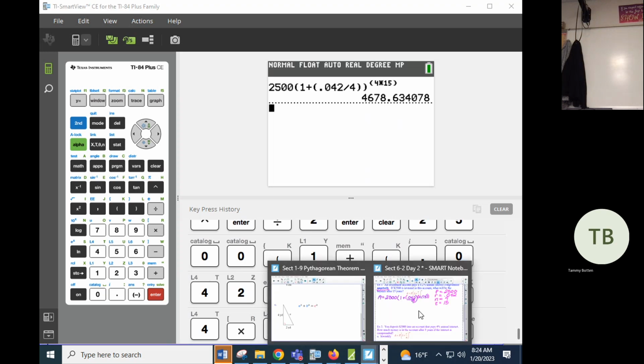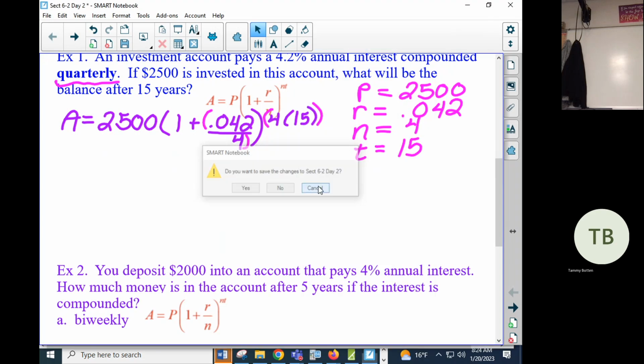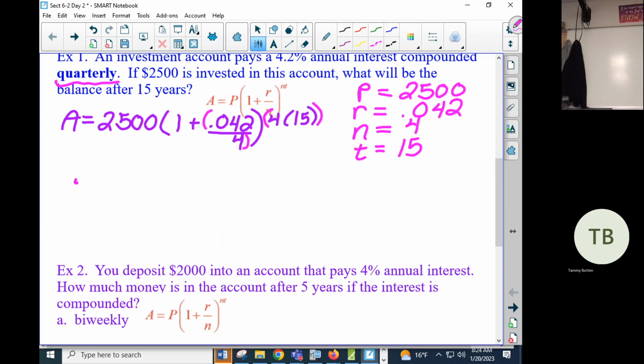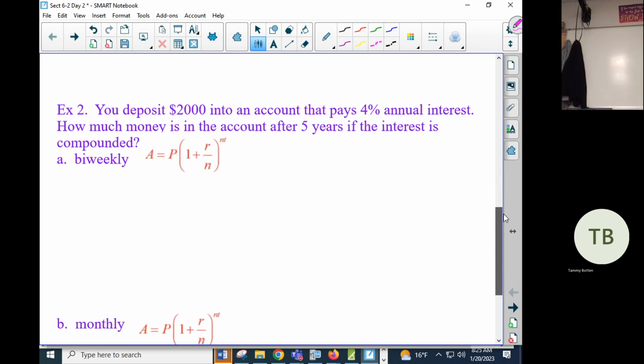All right, so let's go back here. All right, so we got, and this is money, $4,678.63. If you did it the other way, and you calculated this and then put it to the 60th power, because you didn't want to use all the parentheses, your answer would be a little bit off from ours because yours wouldn't be as accurate. The way we're doing it, we're not rounding at all. So that's why yours would be off a little.